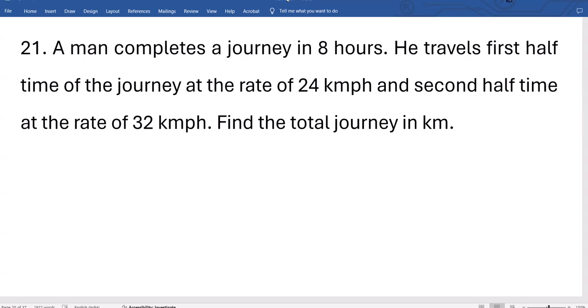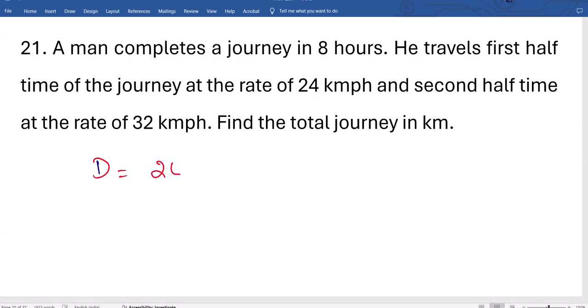You see this basic question given in time and distance. A man completes a journey in 8 hours. He travels the first half of the time of the journey at the rate of 24 km per hour and the second half of the time at the rate of 32 km per hour. What is the total journey in kilometers? Means they're asking distance. Distance is speed into time.